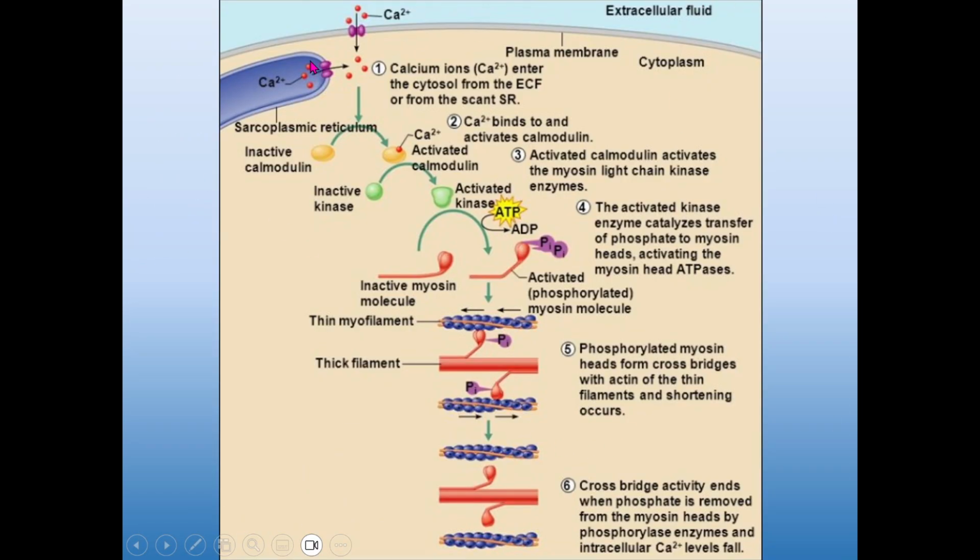And here's another figure showing that. So we've got calcium that's going to be released. That calcium is going to bind to the head of my myosin, allow that to bind to my actin, and result in a power stroke.